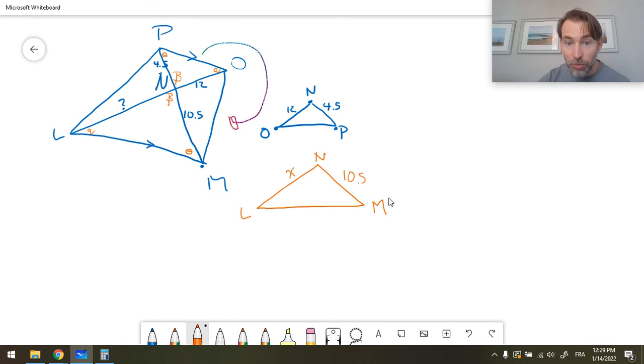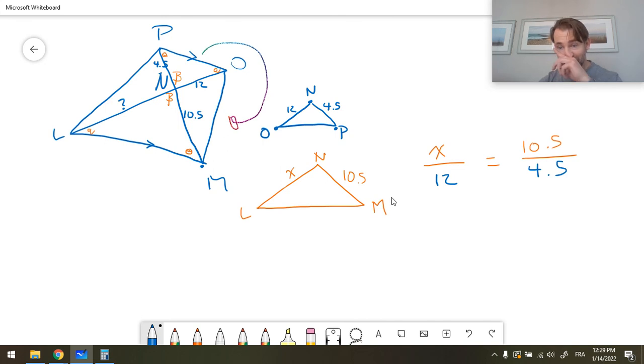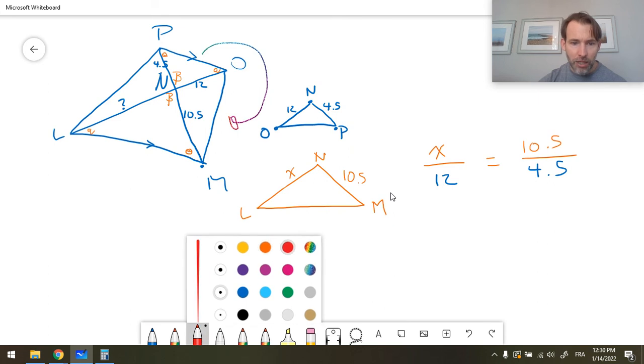So when I set up my ratios, I'm going to put my unknown on the top. So I'm going to have X over something is equal to 10.5 over something. What are they over? The knowns in this triangle. X over 12, because this corresponds with this, is the same as 10.5 over 4.5. All right, cool. Let's reduce this. No, let's just cross multiply. So now what I can do is 1.